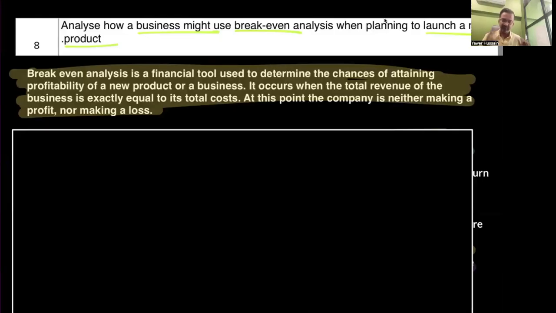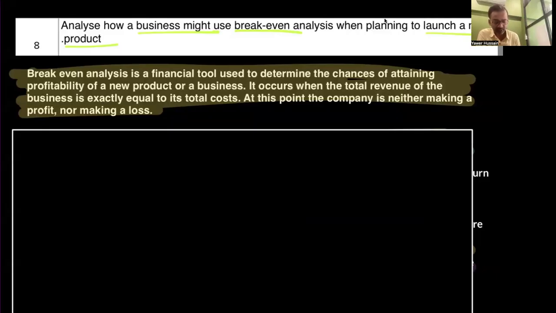Now you always start off with a nice definition and make it at least 2 layered. And here the question was obviously about break even. So I'm going to start with that. Break-even analysis is a financial tool used to determine the chances of attaining profitability of a new product or a business. So again, break-even tells you whether you will make profit or not.